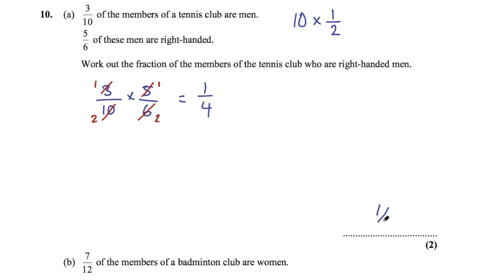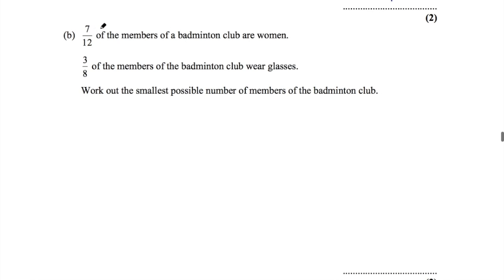So the fraction of men that are right-handed is 1/4. Part B says 7 out of 12 of the members of the badminton club are women. 3 out of 8 of the members of the badminton club wear glasses. Work out the smallest possible number of members of the badminton club.